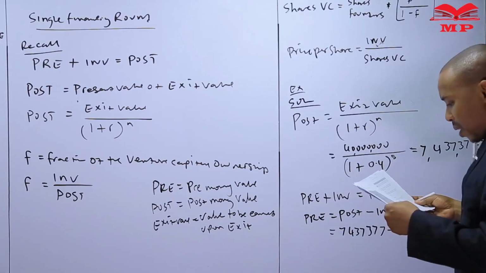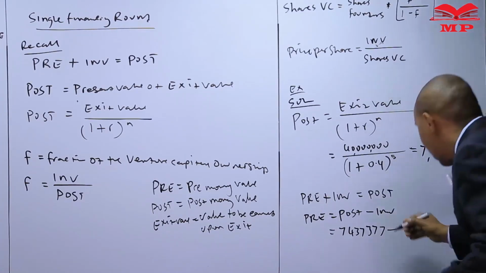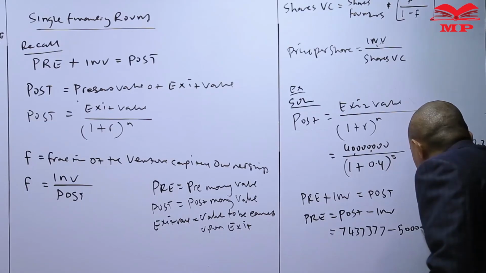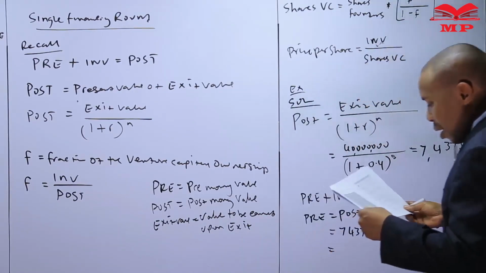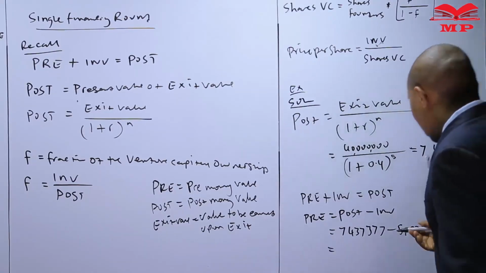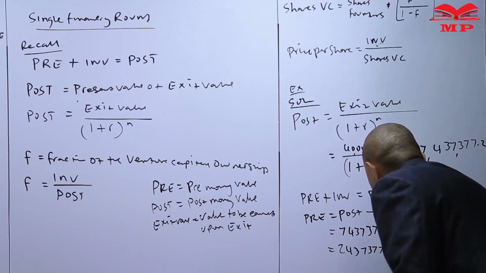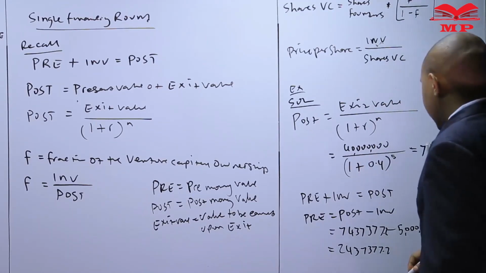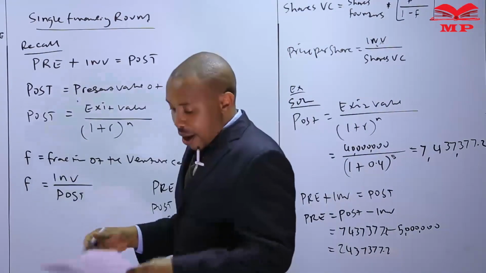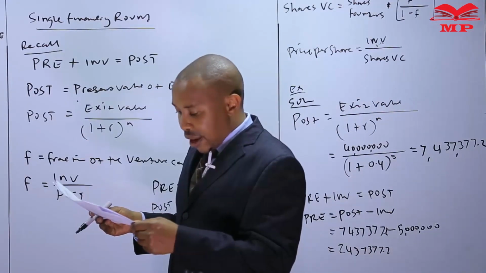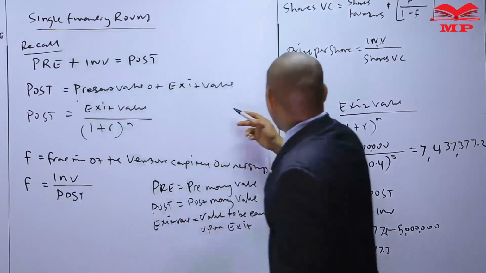We have an investment value of how much? We are told that they need 5 million in capital. So 7 minus 5 gives 2 million: 2,437,377.2. So that is the pre-money value. Now we've already gotten the pre-money value. The next thing is to get the ownership fraction, the F value.